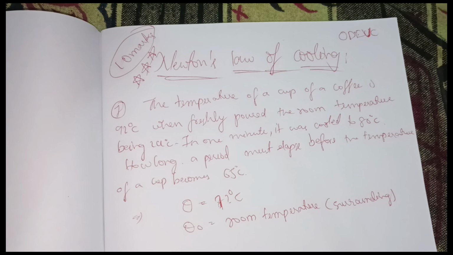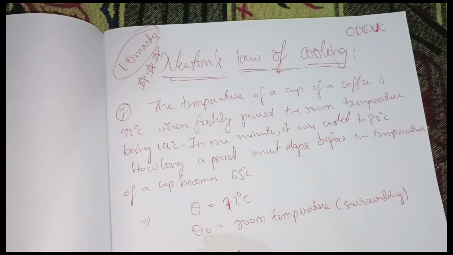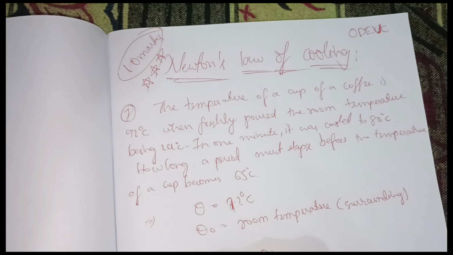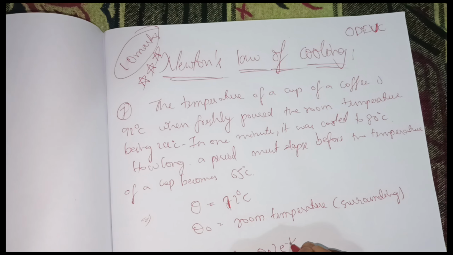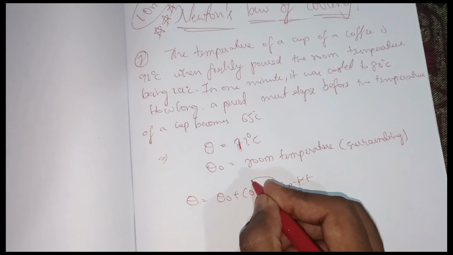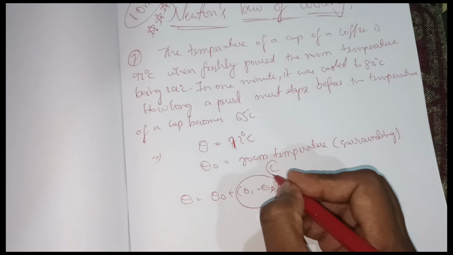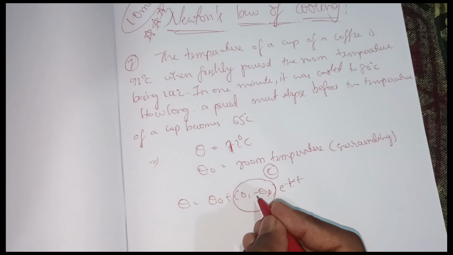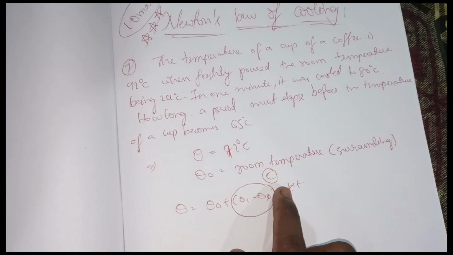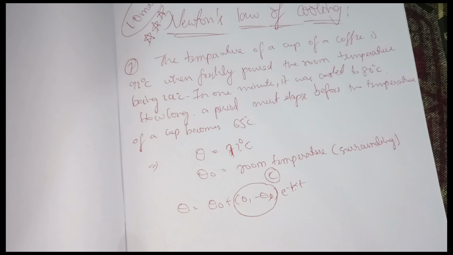So here we have the formula: theta equal to theta naught plus theta 1 minus theta naught, e power minus kt. This is the formula. Generally everyone will take C, but as a short trick I am taking theta 1 minus theta naught. So first we should find C. C equal to what? Let's find out.